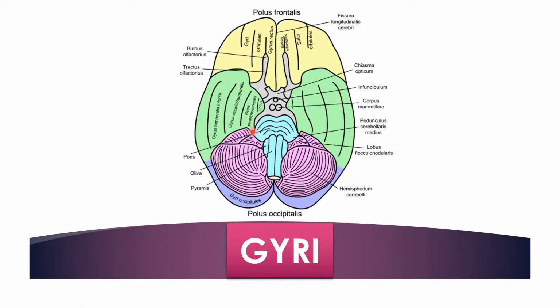Now this is the revision of the gyri of the inferior surface which we have discussed. The only gyri which cannot be seen clearly are the lingual gyrus, which was hidden with the cerebellum, and the medial and lateral occipitotemporal gyri which are not clearly demarcated in this image.